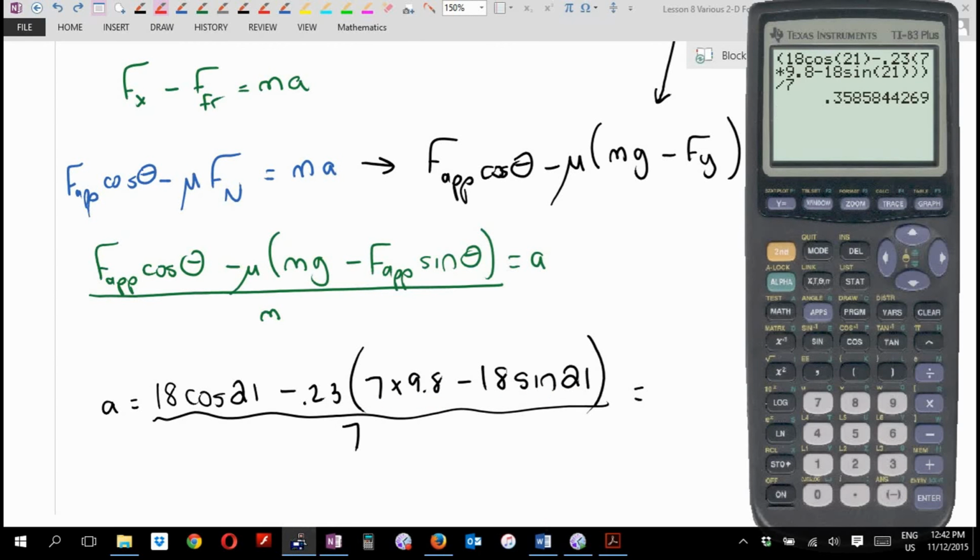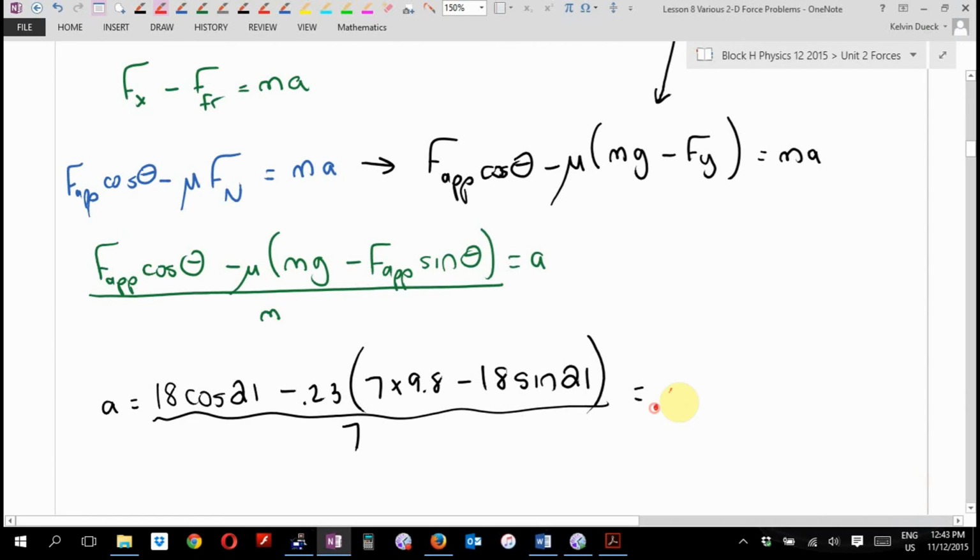Anybody else get 0.3585, 0.359? Anyone else? Yeah? Got 2, 3, 4. Okay. So I think I'm going to go 0.3. Oh, change colors, Mr. Duke. Meters per second squared.